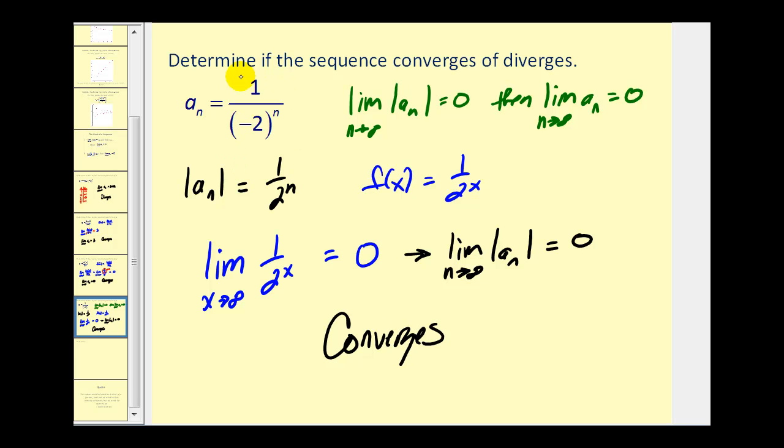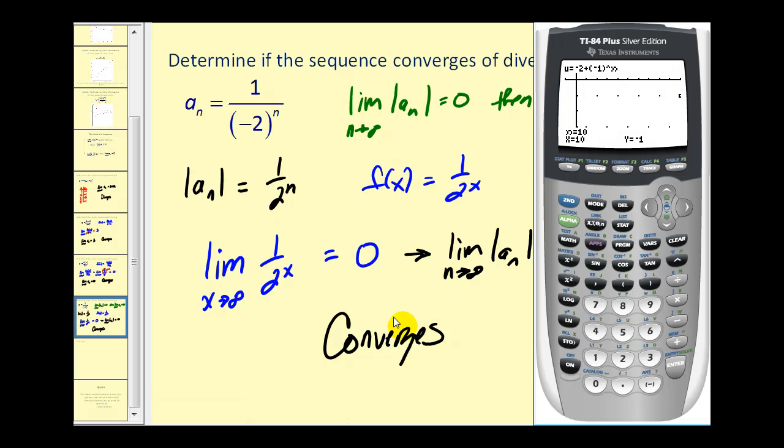Before we go, let's go ahead and graph this original sequence to verify that it does converge and the limit is equal to 0. So go back to the graphing calculator, press y equals, and we'll type in our formula here. So we'll have 1 divided by, we're going to type in the original sequence, so negative 2 to the power of n. Enter. Now let's go ahead and adjust our windows. Notice when n is equal to 1, we have negative 1/2. When n is equal to 2, we have 1/4. So we're going to have to adjust the scale on the y-axis.